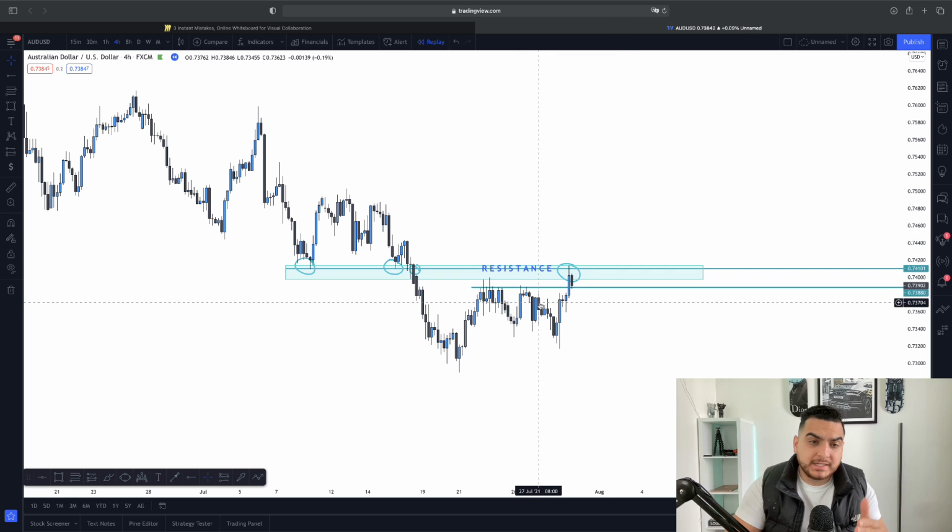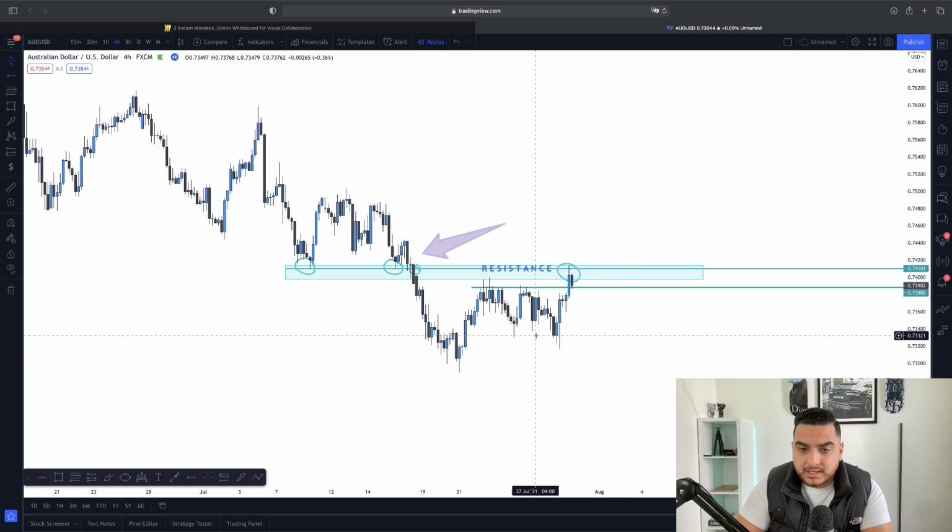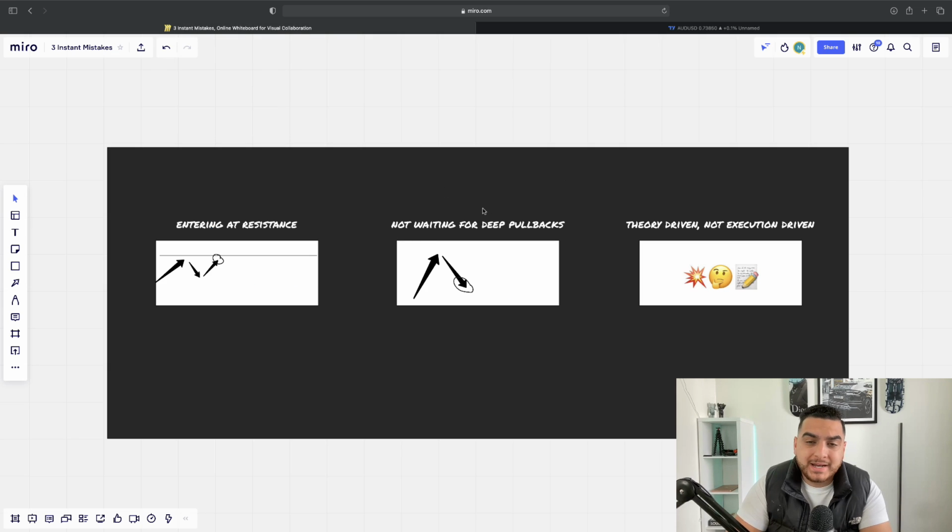So even though you did get a breakout, there is still structure that you need to identify to the left, which is causing this to obviously want to pull back. Now, this comes to our second mistake, which is not waiting for deep pullback. So obviously number 1 and number 2, they sort of tie in together, okay?